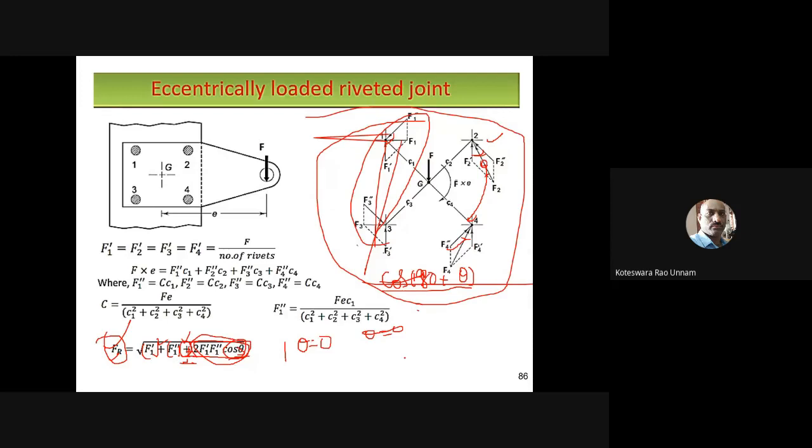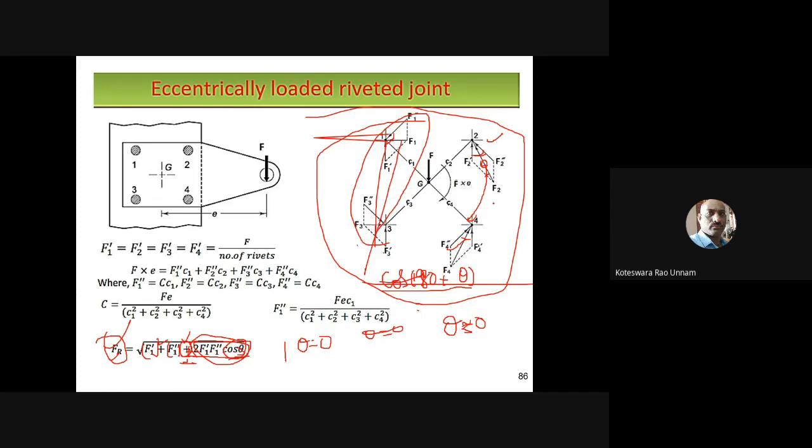When theta is equal to 90 degrees, what happens? This is going to be 0 only. If it is more than 90, it will become negative. So that means your maximum resultant force will always occur when theta is less than or close to 0, the nearest value to 0.